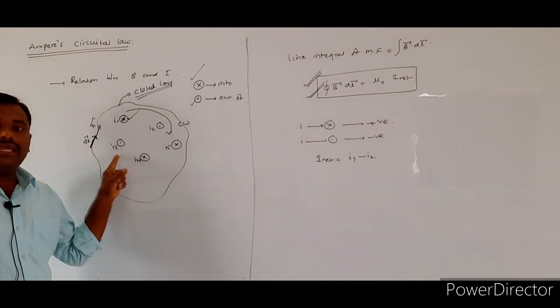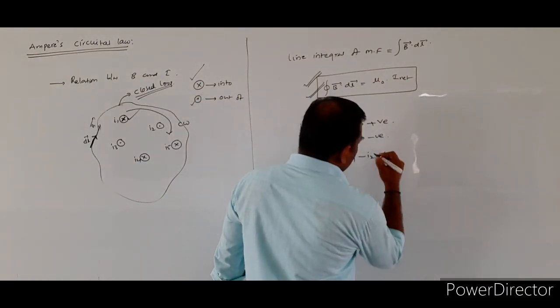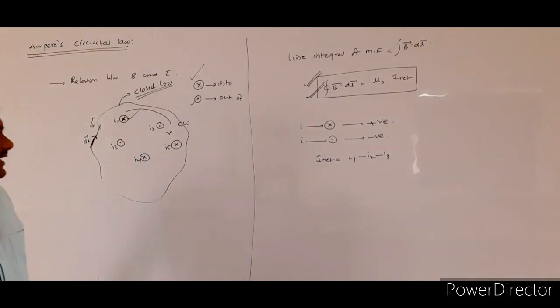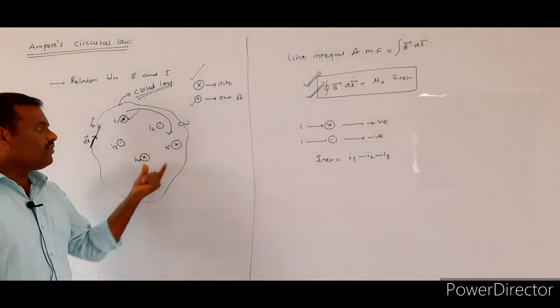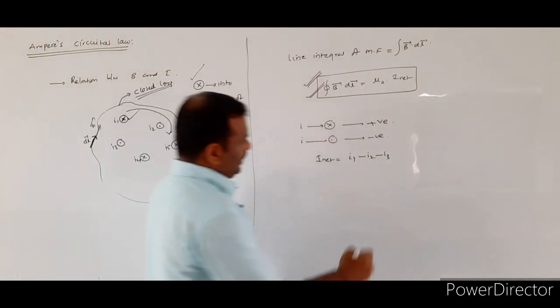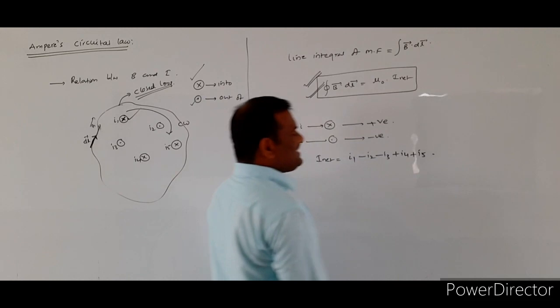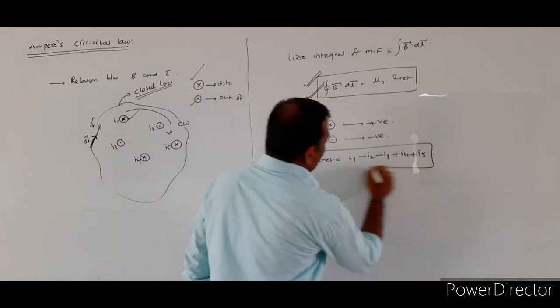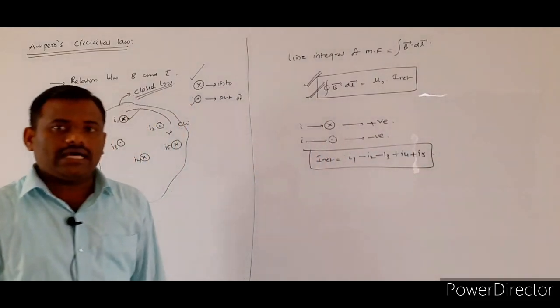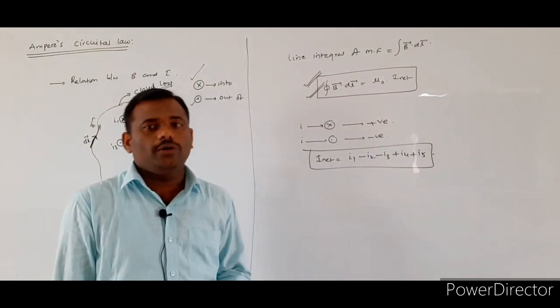Coming to I3, I3 is also coming out of the plane of the paper, so it is also negative: minus I3. And if you look at I4 and I5, they will be acting into the plane of the paper, so plus I4 and plus I5. So this is the way to get the net current which is passing through the closed loop.